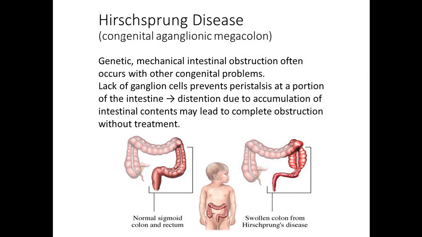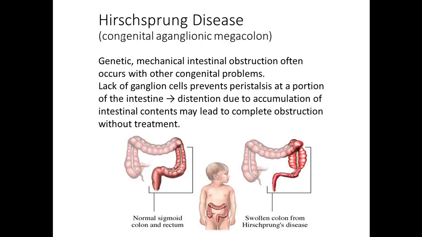Hirschsprung's disease, see this a little bit more in like the Amish population. It's a congenital aganglionic megacolon. So in the colon, a portion of the intestine, a portion of the colon, there are no ganglion cells that actually cause the peristalsis. So it's just kind of, for lack of a better term, a dead part of the colon, a dead part of the intestines.